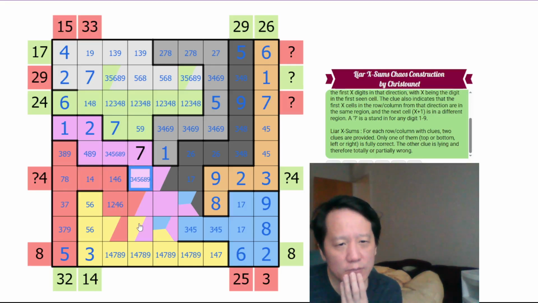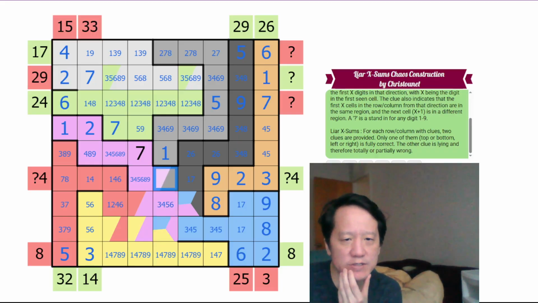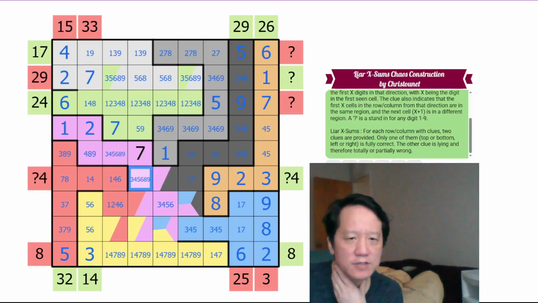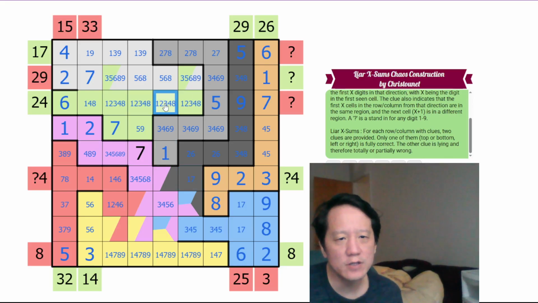Okay. This has to be 3, 4, 5, 6, 8, 9. No 8 and 9 here because of 8, 9 in the row. This can't be 9 because of 9 in the row. One here eliminates 1 here.